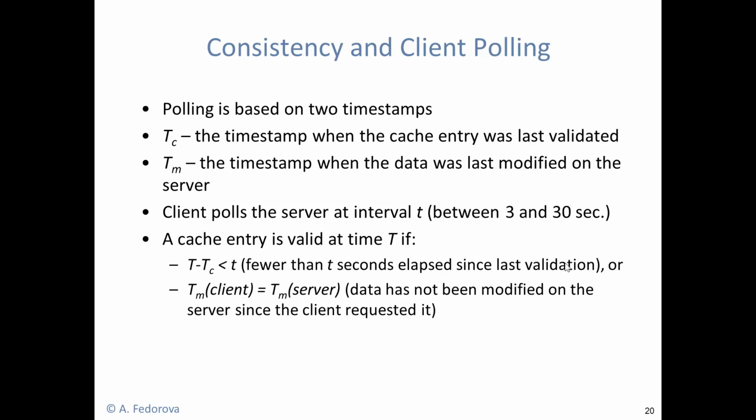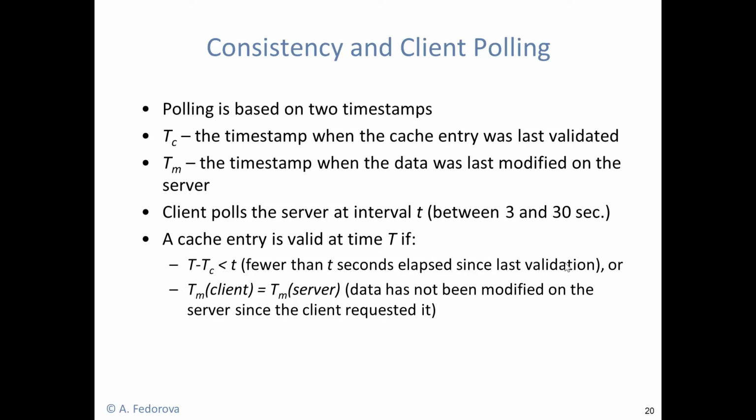Client polling is based on two timestamps. TC is the timestamp when the cache entry was last validated at the client, and TM is the timestamp when the data was last modified on the server. And the client polls the server at intervals that range somewhere between 3 and 30 seconds. That is a tunable parameter.